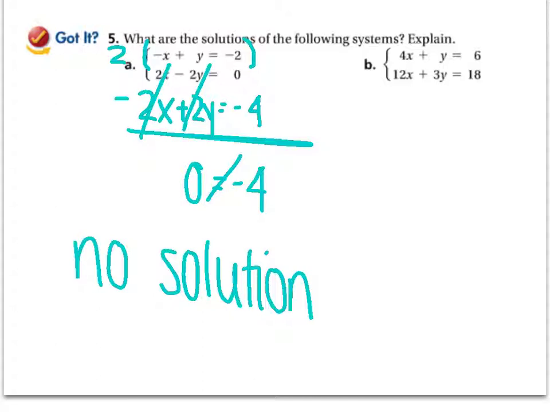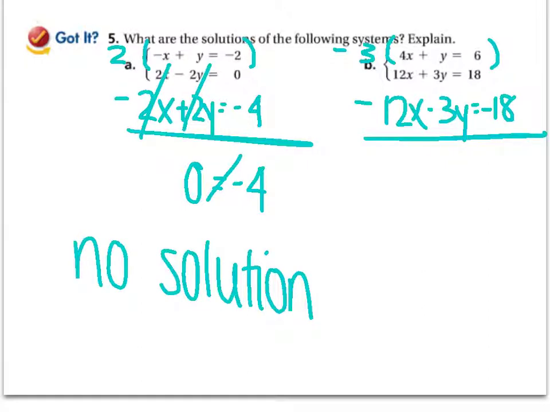What should I multiply my first equation in B? What should I multiply that by? Jess? 3. Very good. So now I have negative 12x minus 3y equals negative 18. Add your two systems.